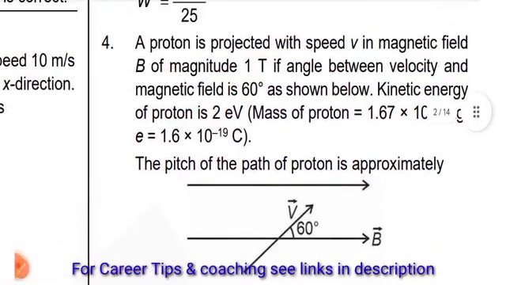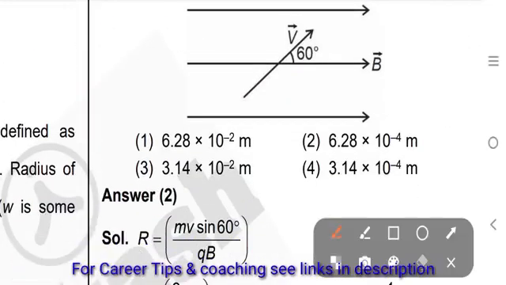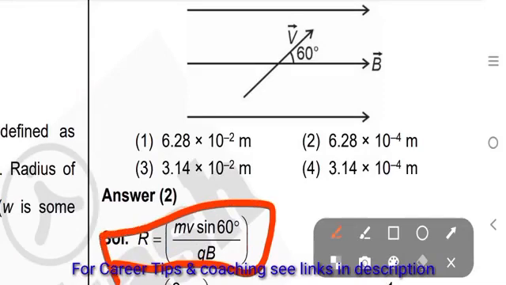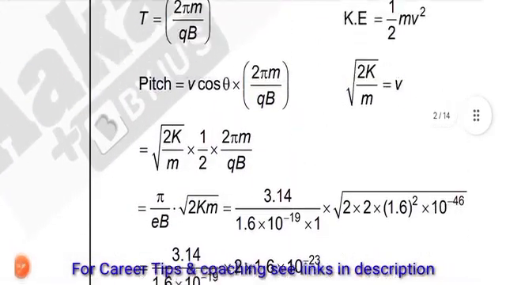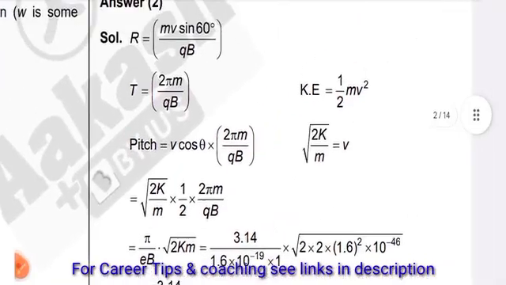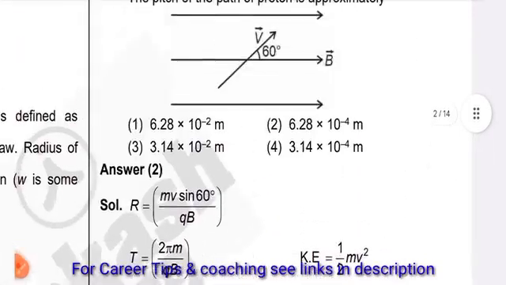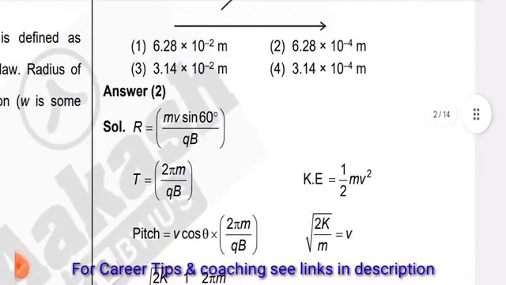So the question is asked, you need to find basically, the formula R is mv into sine 60 upon qB, where you get this answer as 6.28. Of course it is a little lengthy, so you can just go through it, it is up to you. That means the answer is 10 power minus 4, option 2.